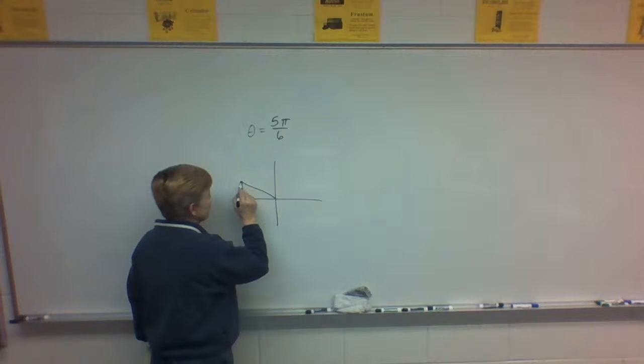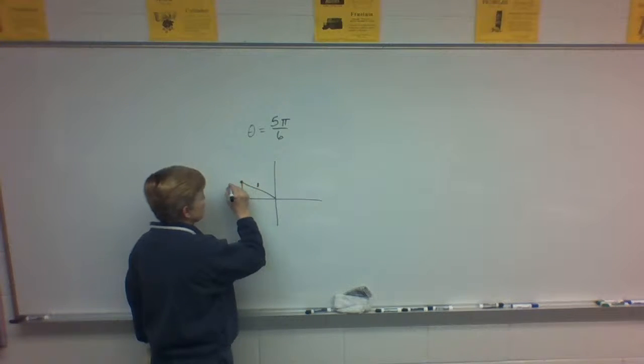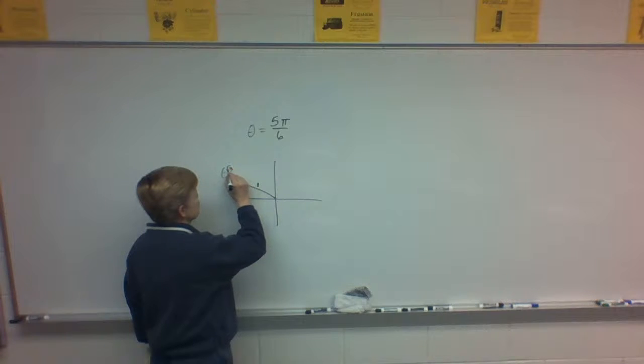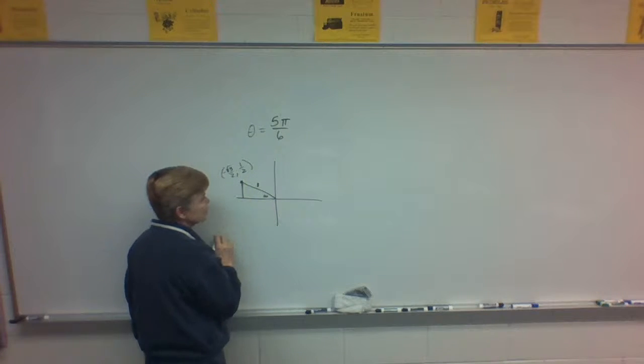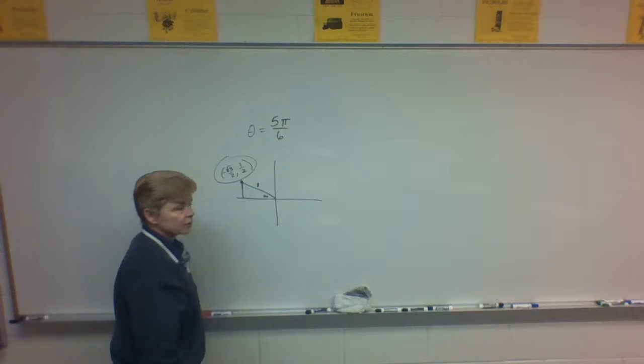This point right here, if we are on a unit circle, must be the point negative root 3 over 2, comma 1/2. Because this is negative root 3 over 2 when this is 30 or pi sixths. That's got to be negative root 3 over 2, and this has got to be 1/2 to get to that point. That's what you write in the blank for this one.